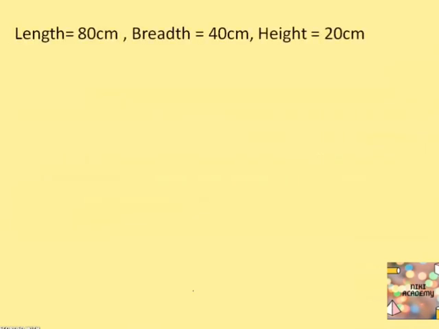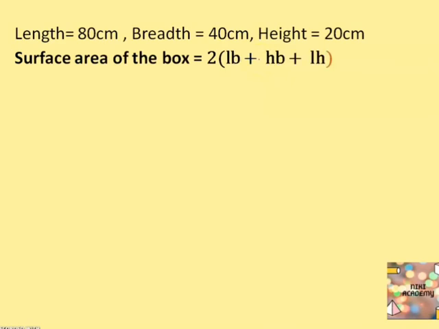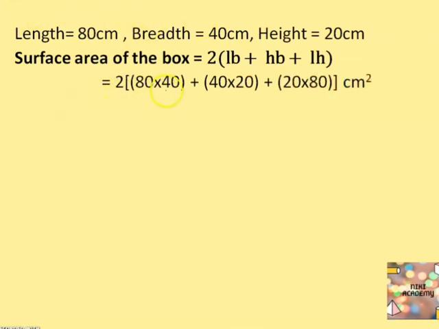So let's do the problem. Length is equal to 80 centimeter, breadth is equal to 40 centimeter, height is equal to 20 centimeter. We know the surface area formula of the cuboid. We are going to use the formula 2 into (LB plus BH plus LH). In the place of LB, BH and LH, substitute the values. So 2 into (80 into 40 plus 40 into 20 plus 20 into 80).